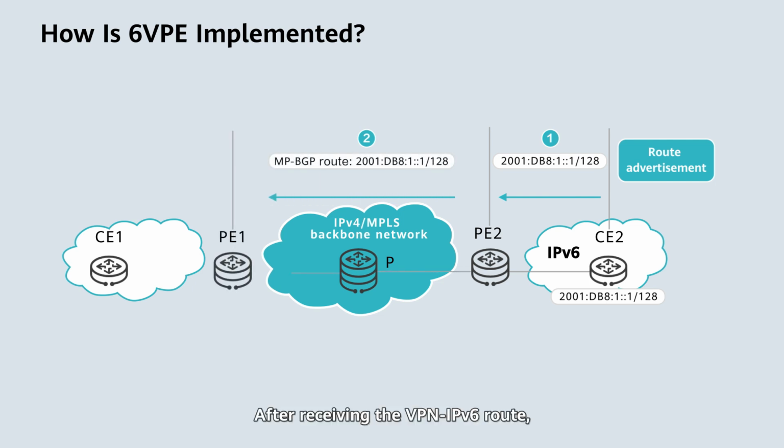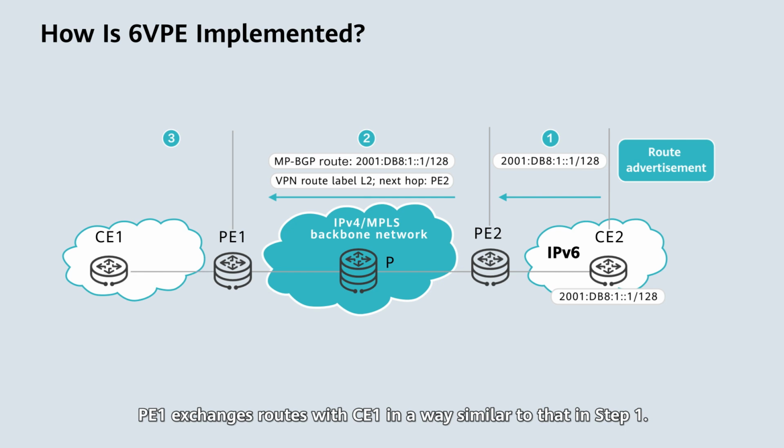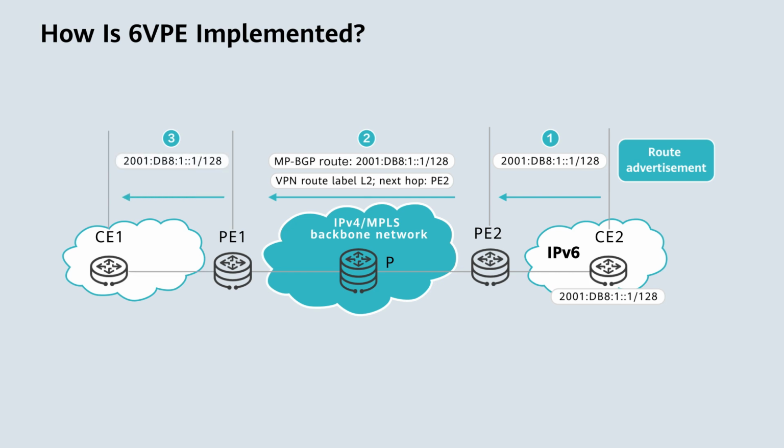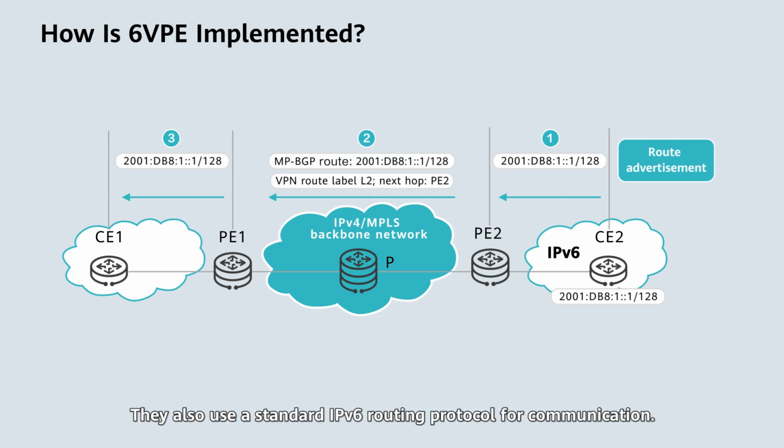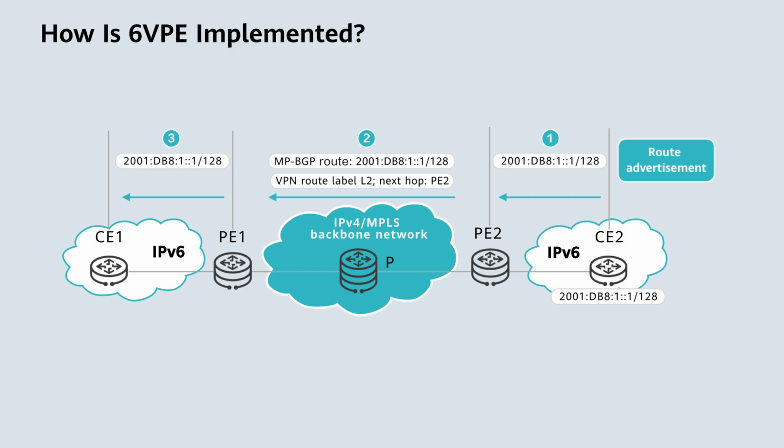After receiving the VPN IPv6 route, PE1 adds a route to its VPN IPv6 routing table and stores the MPLS label information carried in the MP-BGP update message. Step 3. PE1 exchanges routes with CE1 in a way similar to that in Step 1. They also use a standard IPv6 routing protocol for communication.